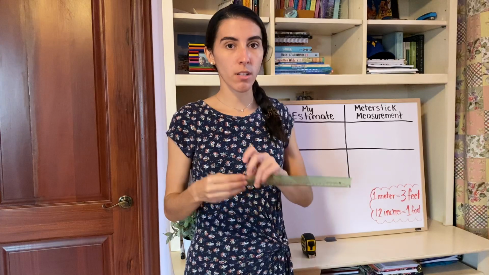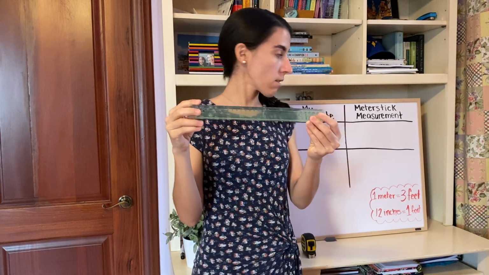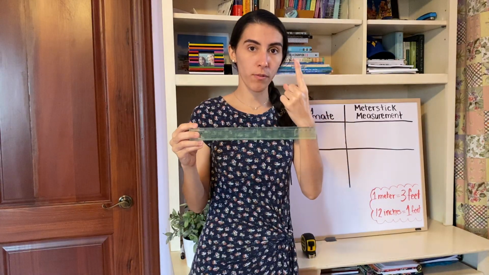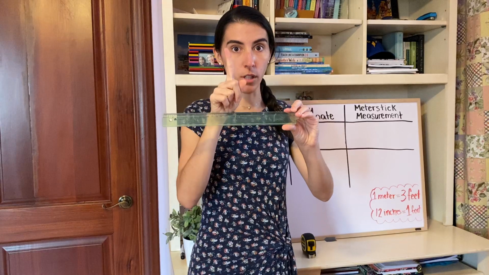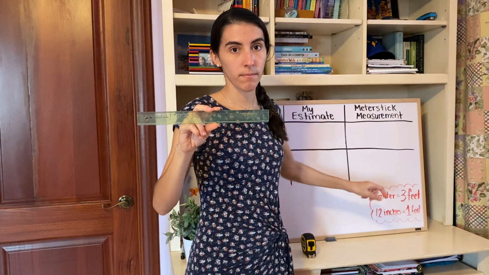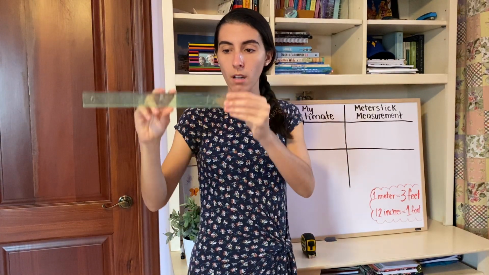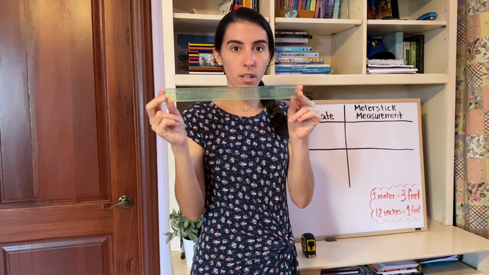Now, if you have one of these regular rulers, you know that 12 inches equals 1 foot. So if one of these rulers equals 1 foot, how many do you need so that you have 1 meter? Well, you would need 1 foot, 2 feet, 3 feet. So you would need 3 of these rulers.